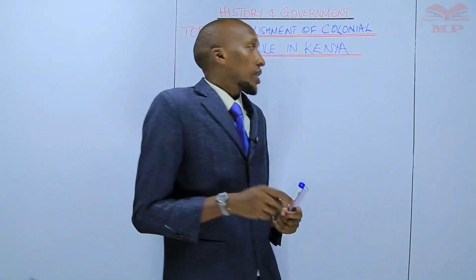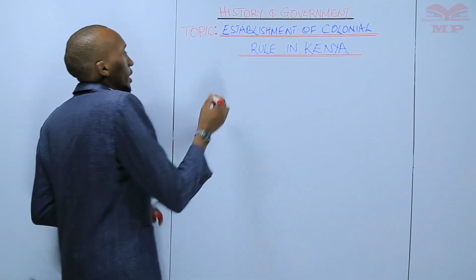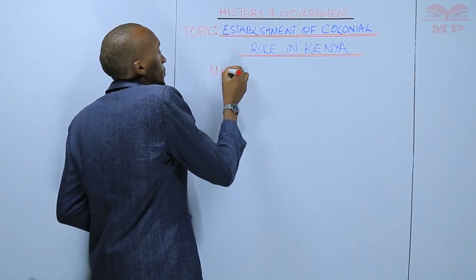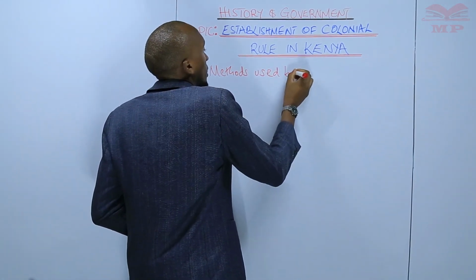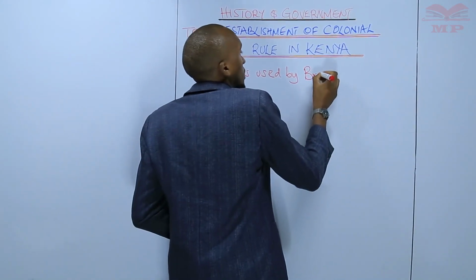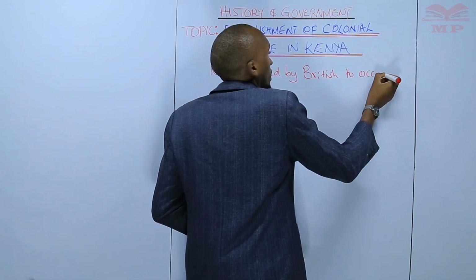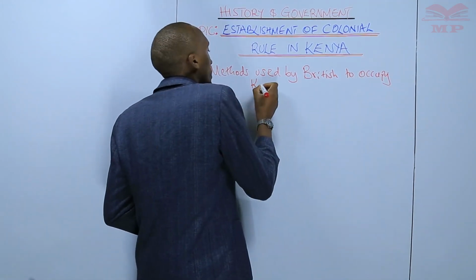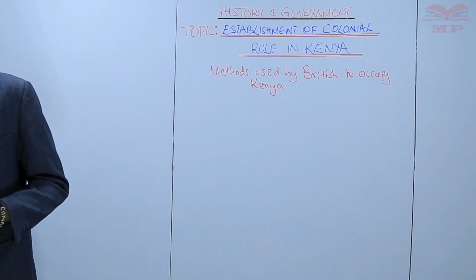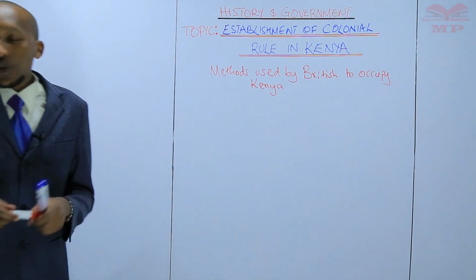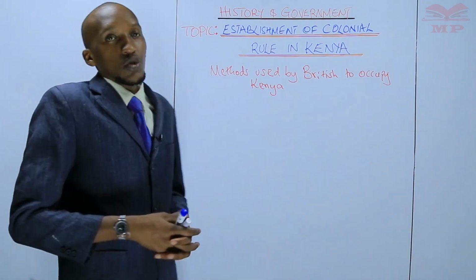So in our today's lesson, we are going to study about the methods used by the British to occupy Kenya. The methods that were used by the British to occupy Kenya during the colonial rule. So what methods did they use to occupy Kenya?